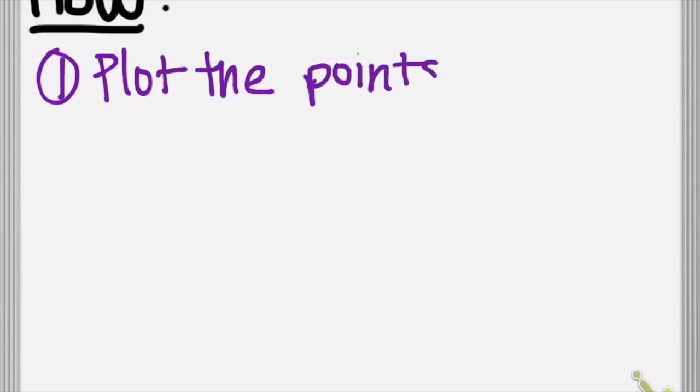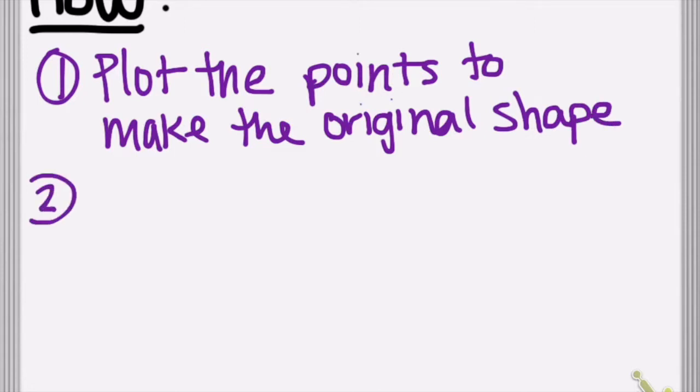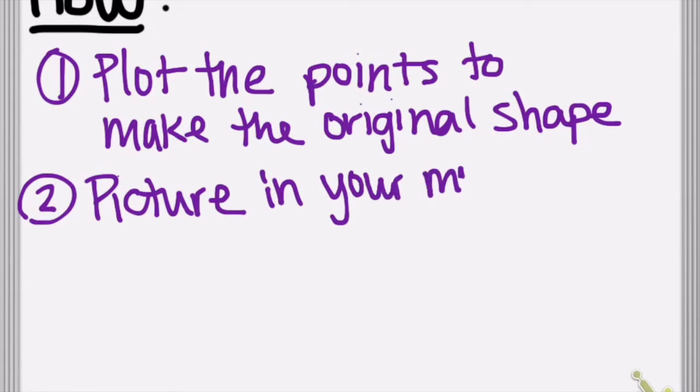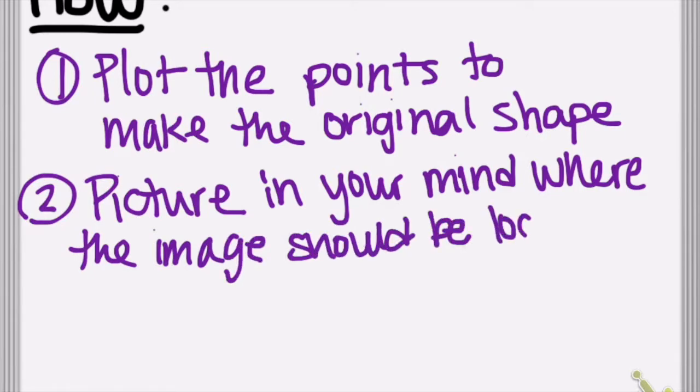So how do we do all of this? Well, the first step would be to plot the points to make the original shape. Step 2 is to picture in your mind where the image should be located. And then you have to determine the exact points.